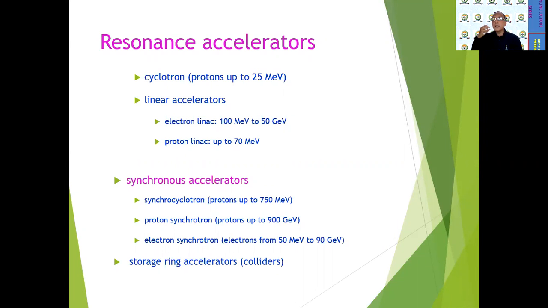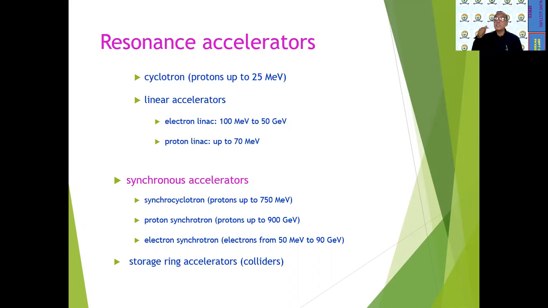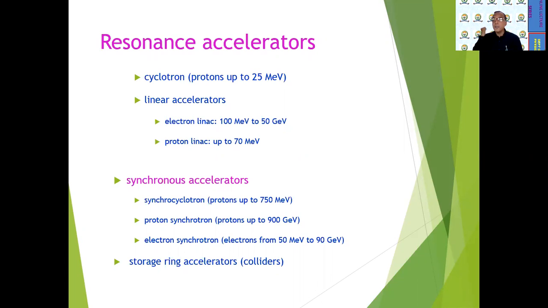This cyclotron can enhance the energy of the proton up to 20 MeV, while the linear resonance accelerator, which is called the electron linac, can enhance the energy of the electron up to 100 MeV to 50 GeV, that is giga electron volts, isn't it? While the proton linac can increase the energy of the proton up to 70 MeV.